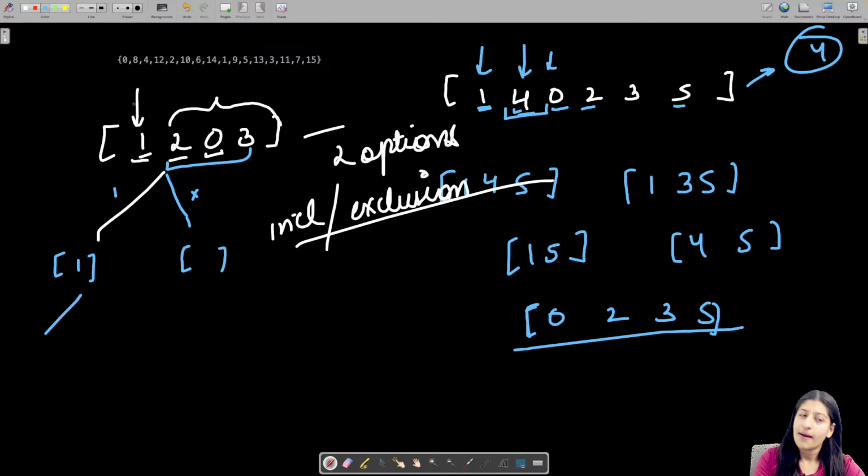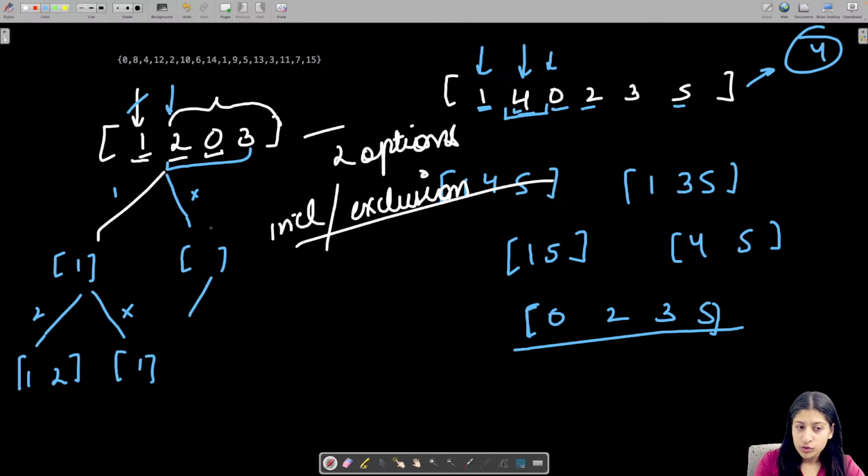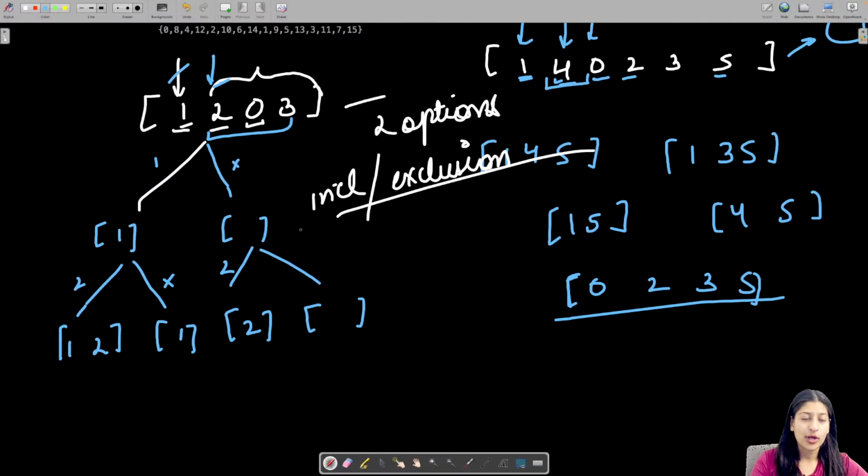Now the next option is, my iterator is here, whether I include 2 or I don't. If I include 2, is it possible to form a subsequence? Yes, because the last number was smaller than 2. I can definitely create a subsequence which is strictly increasing. And if I don't choose to take 2, I'll still have the subsequence with integer 1 in it. Now here also, when I am at empty, I did not choose 1, but I am at 2 right now. I have two options, whether I take it or not. If I take it, I'll get a subsequence with only 2 in it, and if I don't take it, I'll still have an empty subsequence. Correct?